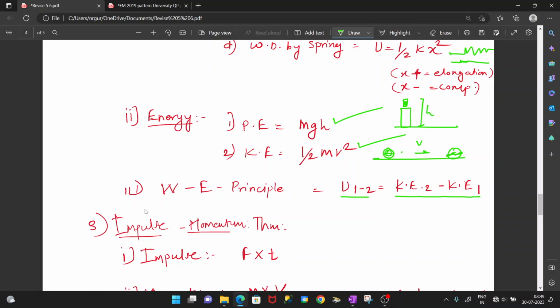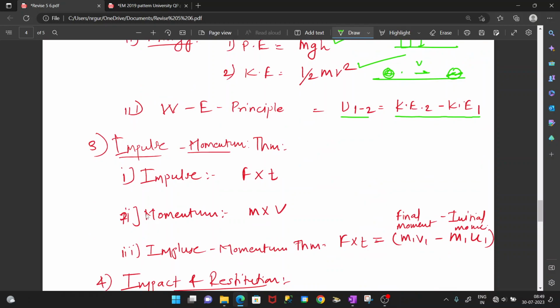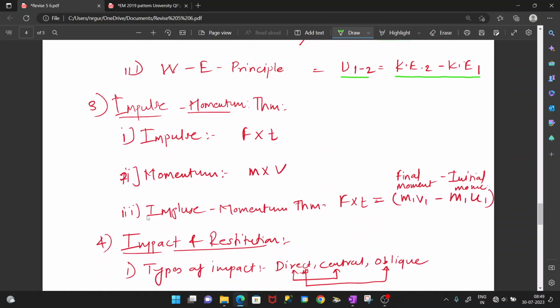Similarly, we are dealing with the impulse momentum theorem also. So what is the impulse momentum theorem? First of all, impulse. Impulse is a large amount of force applied for a very short time interval. Say a hammer and a nail: we are hammering with force for a very short time interval. So this is nothing but which kind of force? Impulse force or impulsive force. Similarly, what is momentum? Momentum is mass into velocity. Bigger mass, bigger momentum. Bigger velocity, bigger momentum.